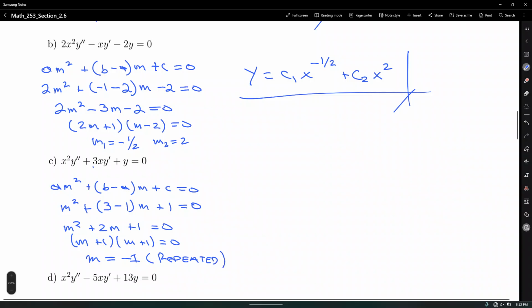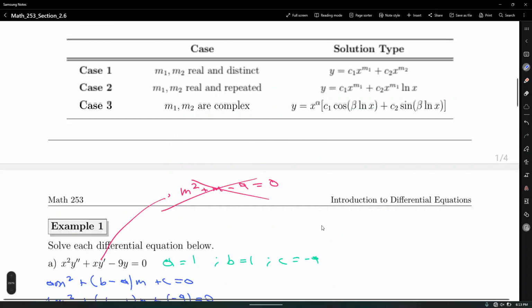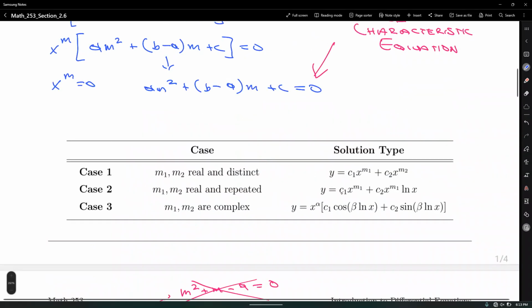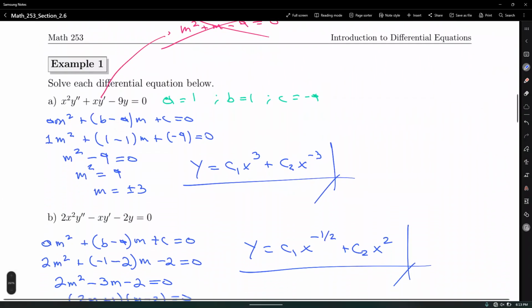Okay. Now let's see. For the repeated case, let me go back to the three cases at the bottom of the previous page. That's going to be C1 x to the m sub 1 plus C2 x to the also m sub 1. But because it repeats, to avoid the repetition, we're going to multiply by ln of x. Back when we had the exponential solutions in the previous method, we just multiplied by a power of x. Here we're multiplying by a power of ln of x. All right. Okay, let's keep going.